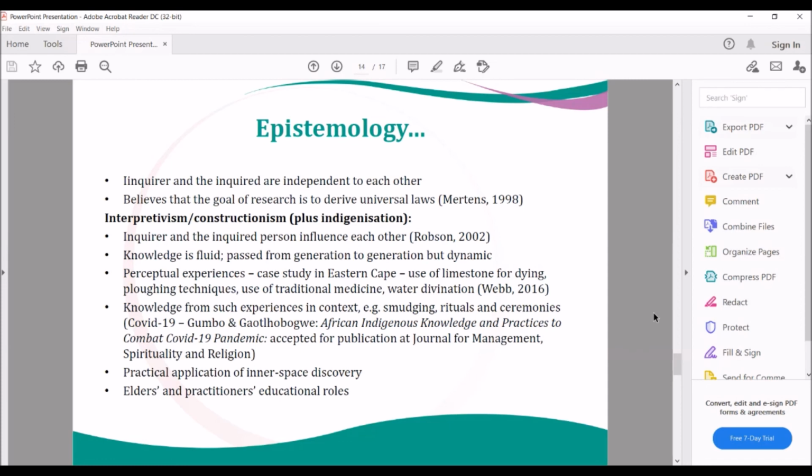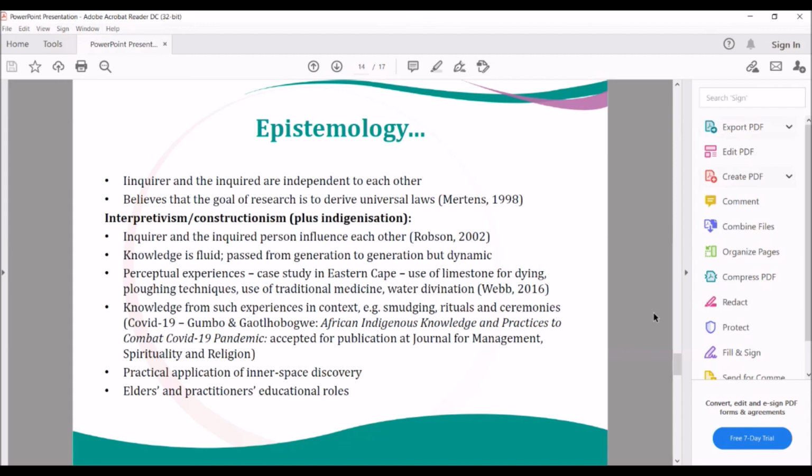I have just authored an article with Dr. Haotobohwe from Botswana, and it will appear in the Journal for Management, Spirituality and Religion, where we are reflecting on the denial of the indigenous practitioners in as far as finding solutions towards fighting COVID-19. And the issues of steaming, for example, have long been a practice among indigenous communities.